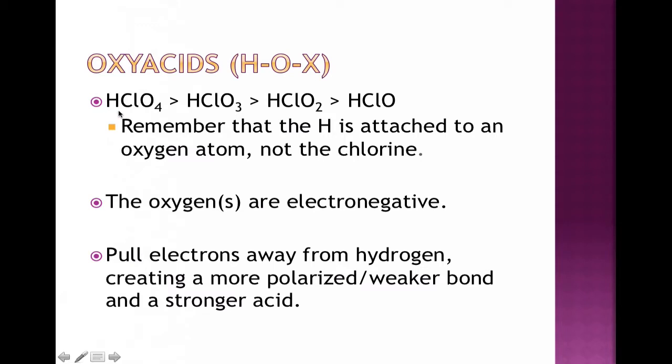So oxyacids, just like we were saying from that table, the more oxygens you have, the more acidic it is. And when you're thinking of these, remember that the H is not attached to the chlorine, because that's how it appears from the way that you write the formula, but the hydrogen is actually attached to the oxygens, not to the chlorine. And we know oxygens are electronegative. They like to hog the electrons. So when they're hogging those electrons, they're pulling electrons away from the hydrogen, and it creates that polarized bond that we talked about, and that's when we get those stronger acids.